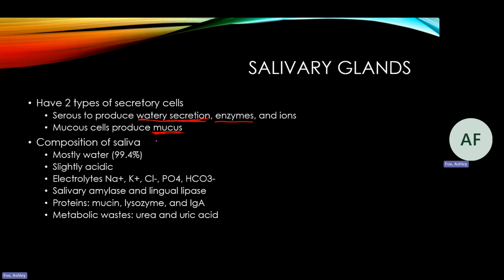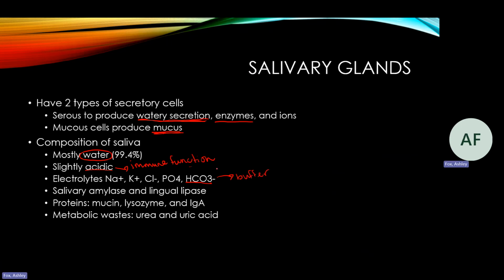So looking at what saliva is, it's mostly water. 99.4% is water. It is slightly acidic. That is immune function. So remember, pretty much if we have something slightly acidic, we're trying to protect against bacteria. This is an opening to your body, so you want to protect it in any way you can. You have electrolytes like sodium, potassium, chloride, phosphates, and bicarbonate. So this is going to be a buffer that's used a lot.